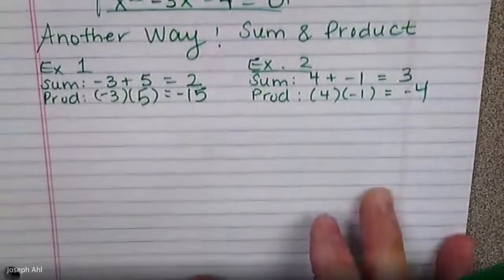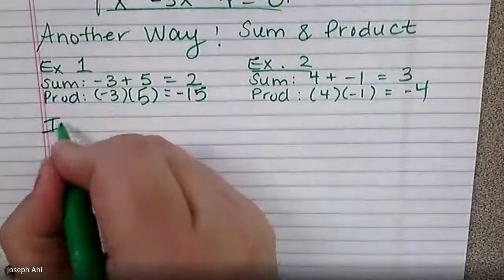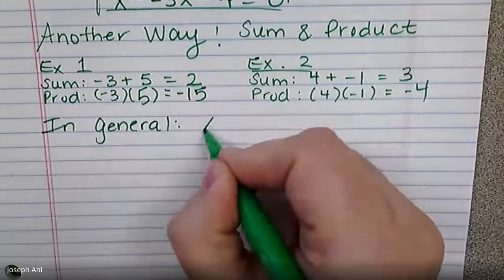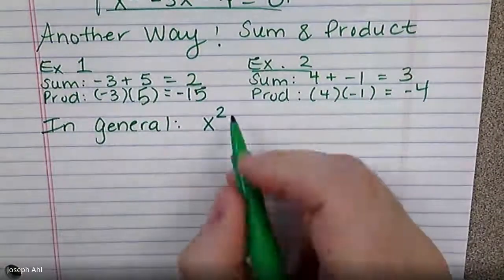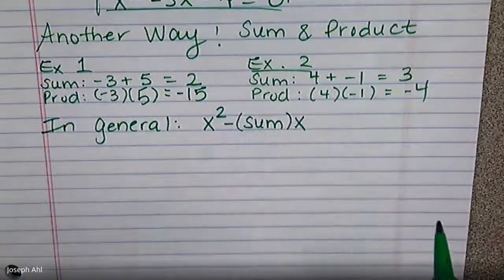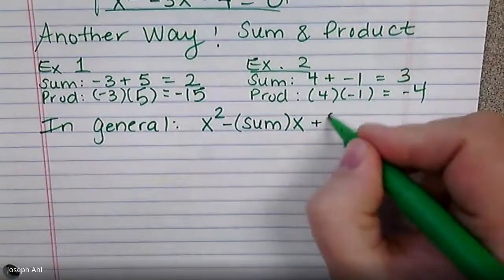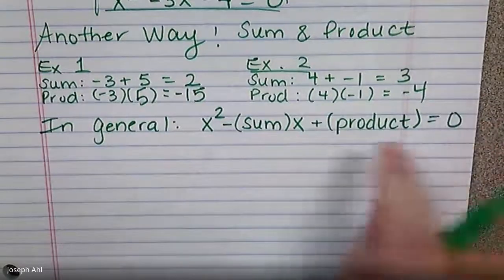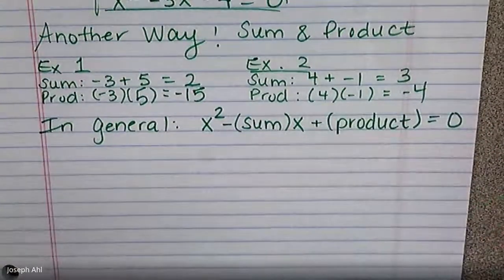So what I want you guys to connect here is the general pattern for a quadratic would be x squared. We're going to change the sign for the sum of the roots, and that would get multiplied by x. And you're going to keep the sign of the product of the roots. And that becomes your C value. That becomes your constant term at the end.